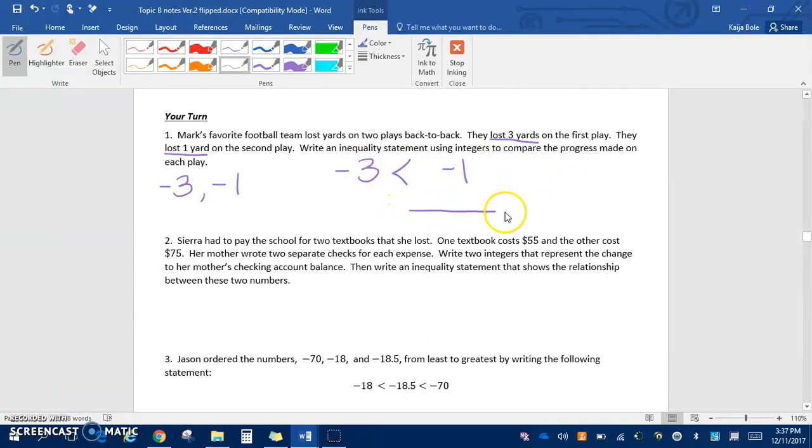If you need to draw out a number line to help you, you can do that. This would be 0, -1, -2, and this would be -3. So we see that -1 is bigger because it's closer to 0.